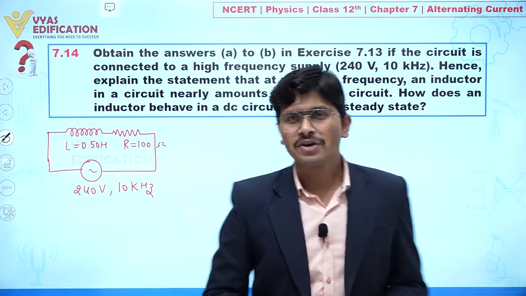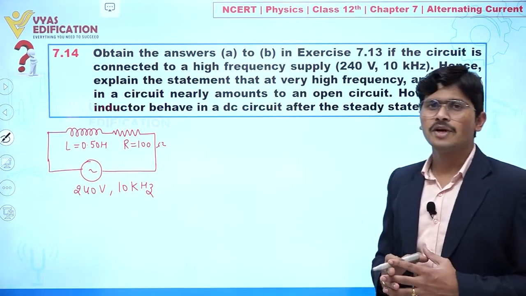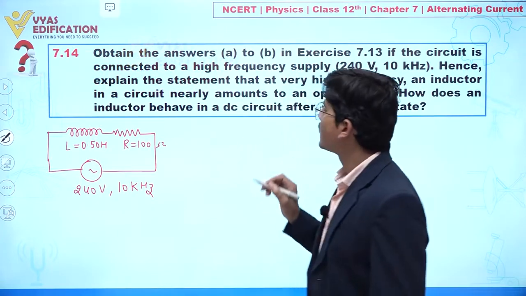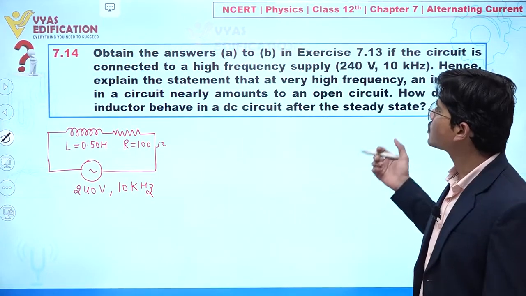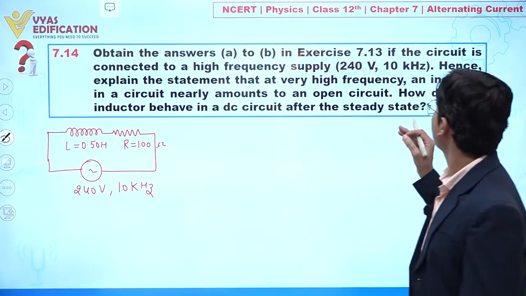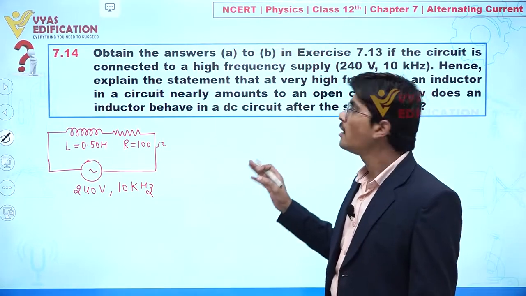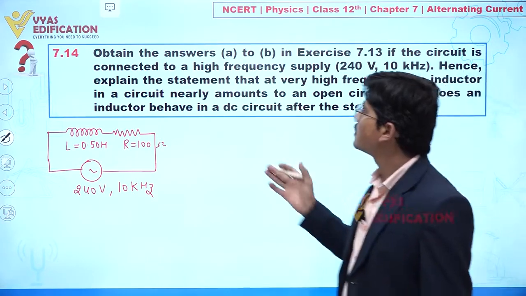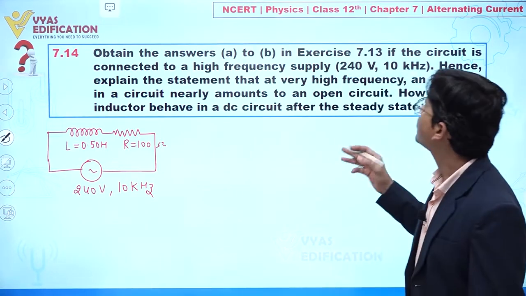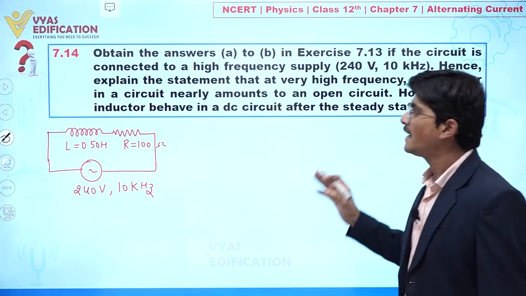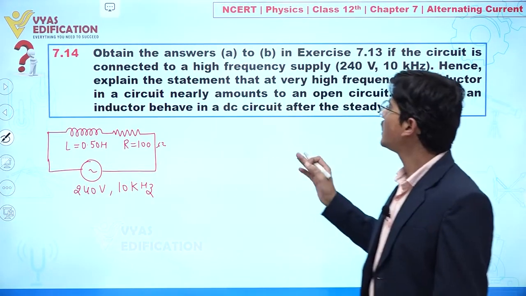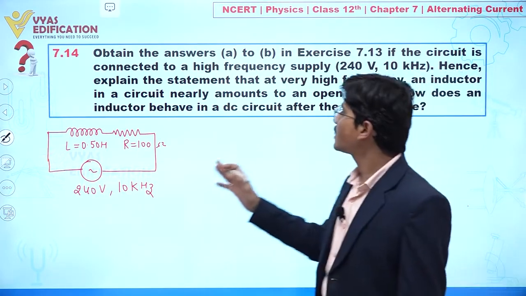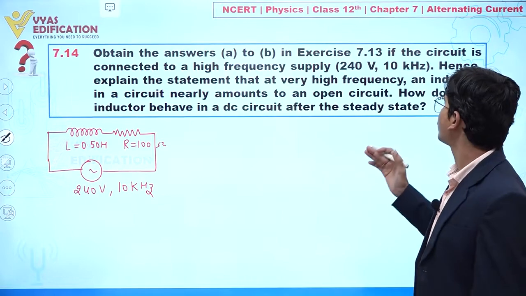Now dear student, we are going to discuss question number 7.14. In this question it is given: obtain the answers A and B in exercise 7.13 if the circuit is connected to a high frequency supply of 240 volt and 10 kilohertz. Hence explain the statement that at a very high frequency an inductor in a circuit nearly amounts to an open circuit. Find how an inductor behaves in a DC circuit after steady state.